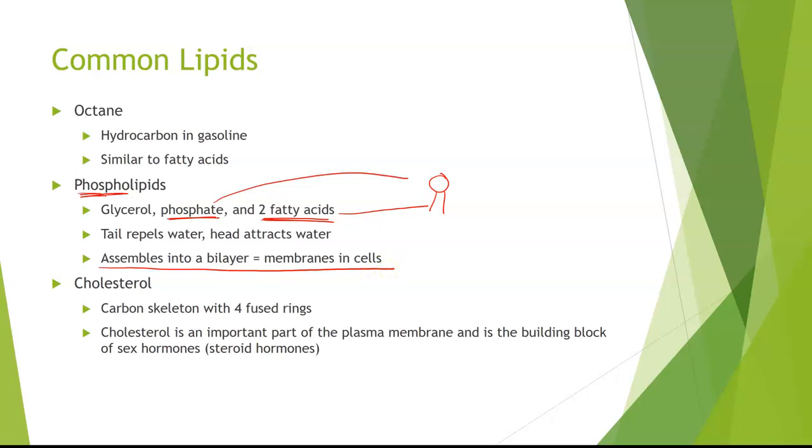Another common lipid is cholesterol. Cholesterol is actually a carbon skeleton with 4 fused rings. So it's not a chain structure, it's actually a ring structure. Cholesterol is an important part of the plasma membrane as well, and it is actually the building block of all of the steroid hormones like testosterone and estrogen. They are all actually lipids.